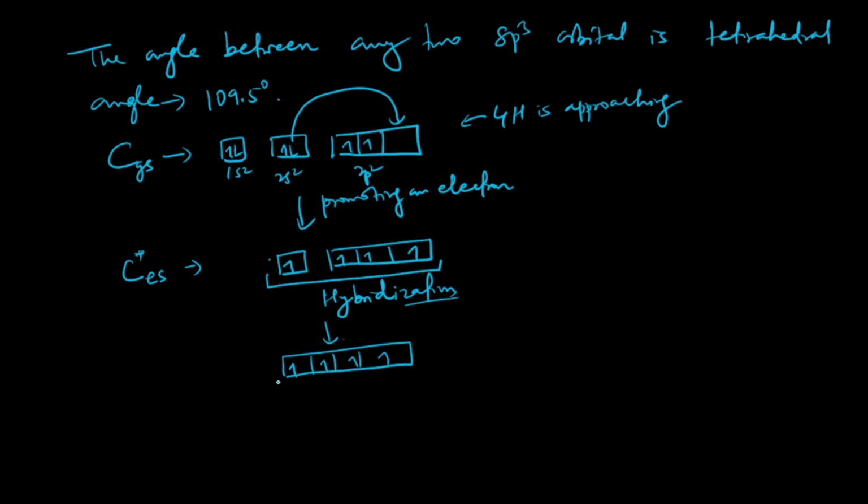Correct? So we can write these are the 4 equivalent sp3 hybrid orbitals. Got it? So this is your simple conceptual way. But in an orbital way, how will it form? So that also we have to write.